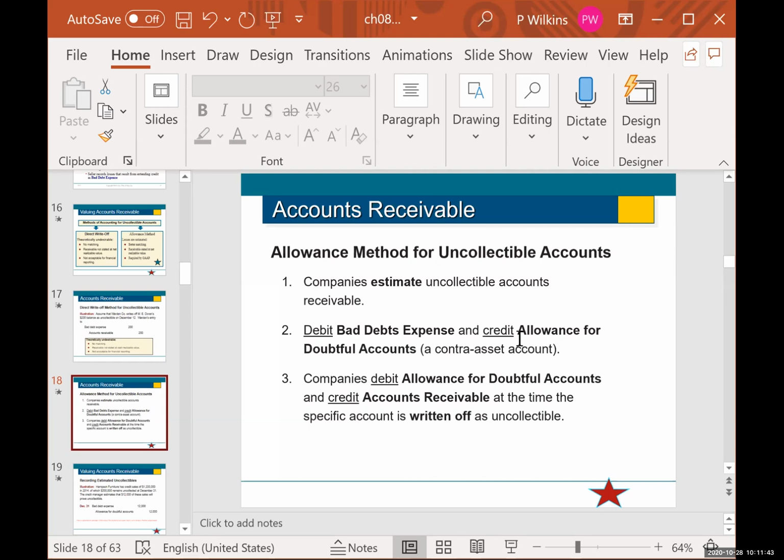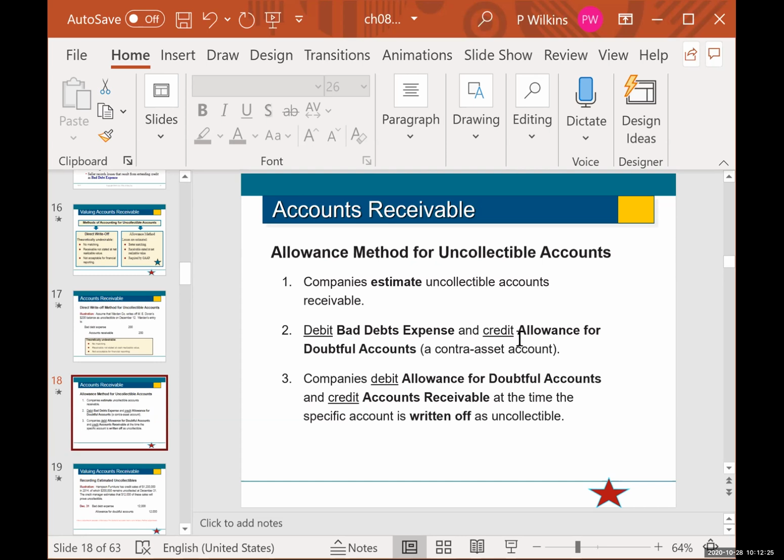Bad debt expense. So what happens with this is that companies will estimate what they think is going to be uncollectible. Generally, companies will do this at the beginning of the year, and then they change the number at the beginning of the next year. Sometimes if companies have had a really bad year, like right now, companies might be doing adjustments to their allowance for doubtful accounts at another time if they know a bunch of stuff is going to go bad. So when you do the allowance method, once you figure out how much the allowance is supposed to be, you're going to debit bad debt expense, and you're going to credit allowance for doubtful accounts.